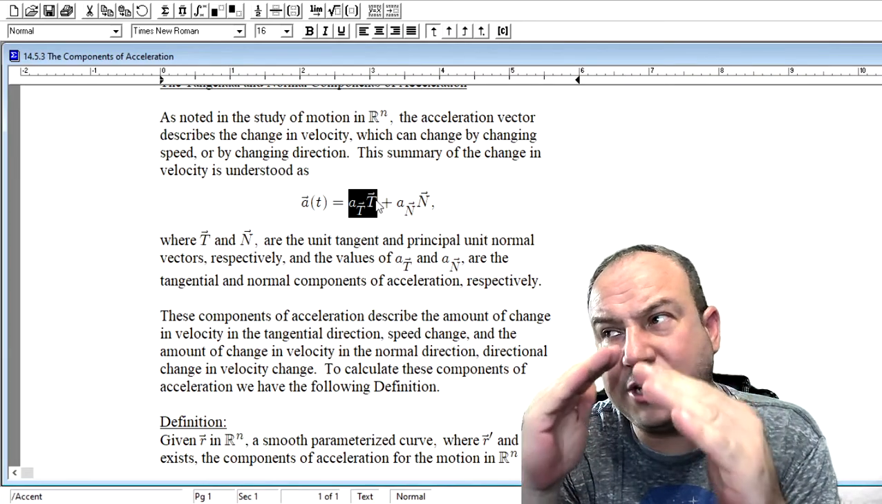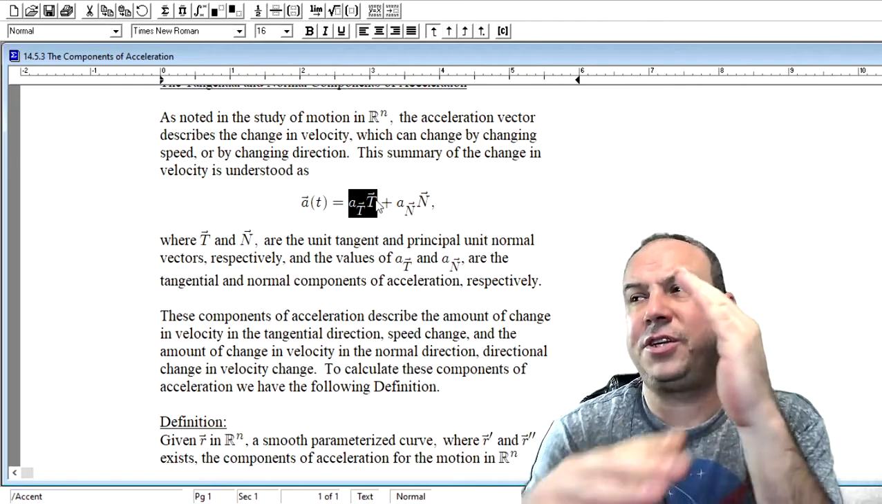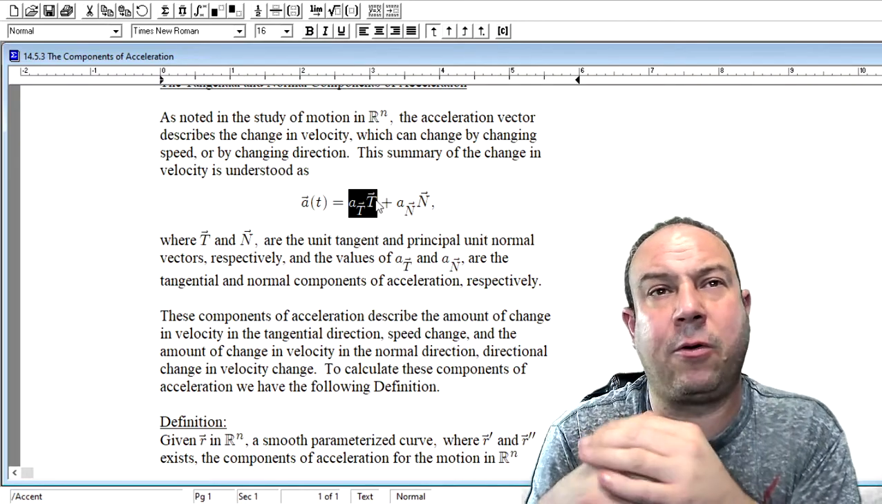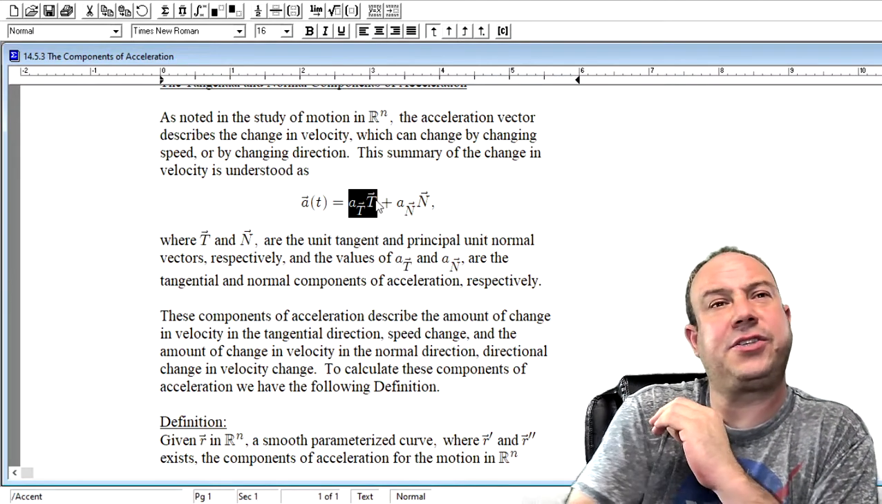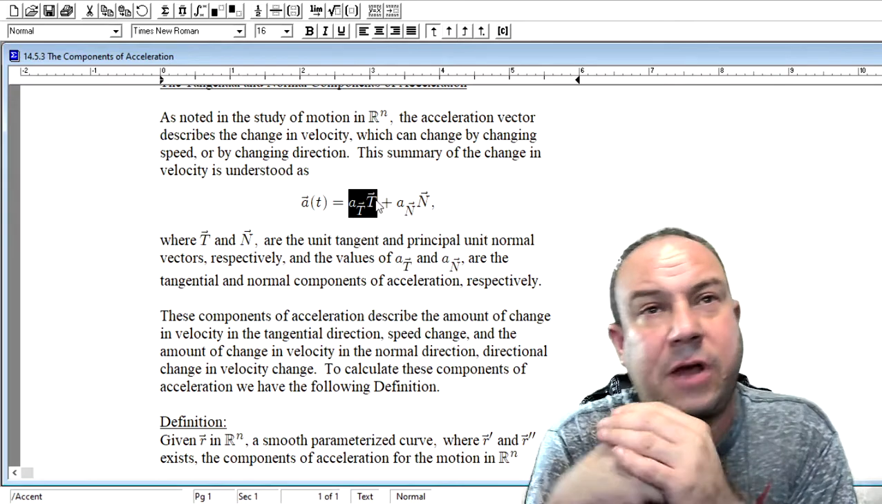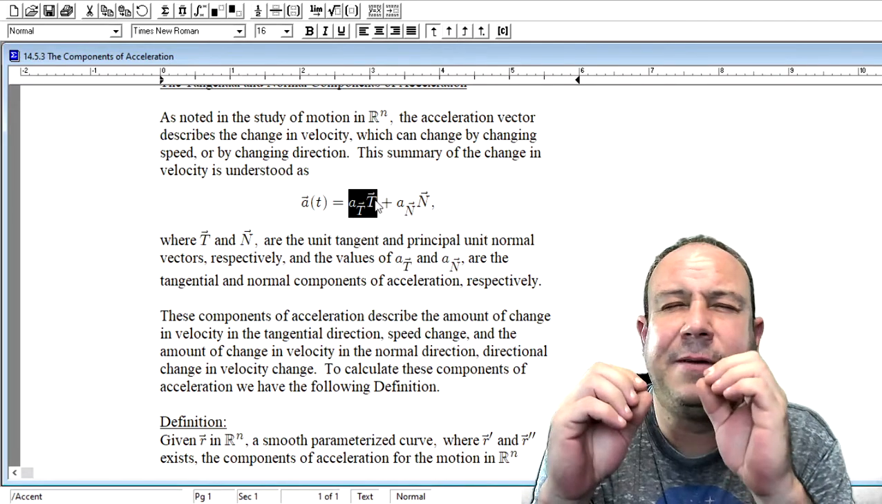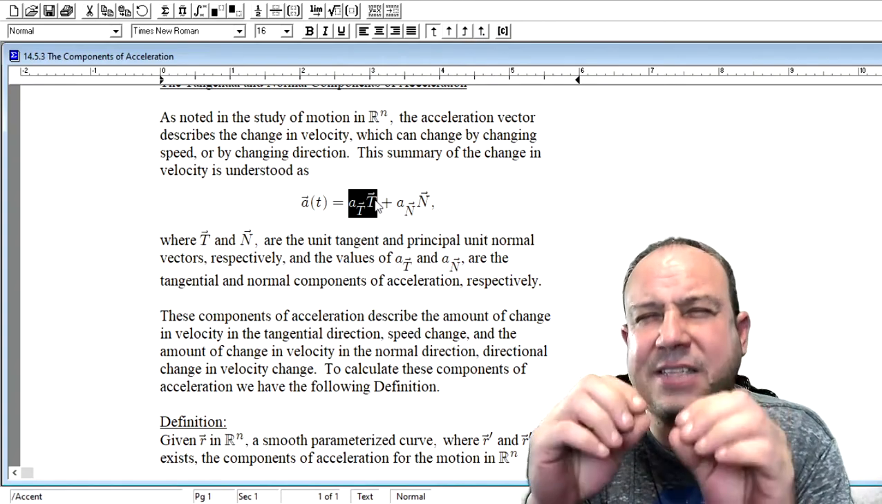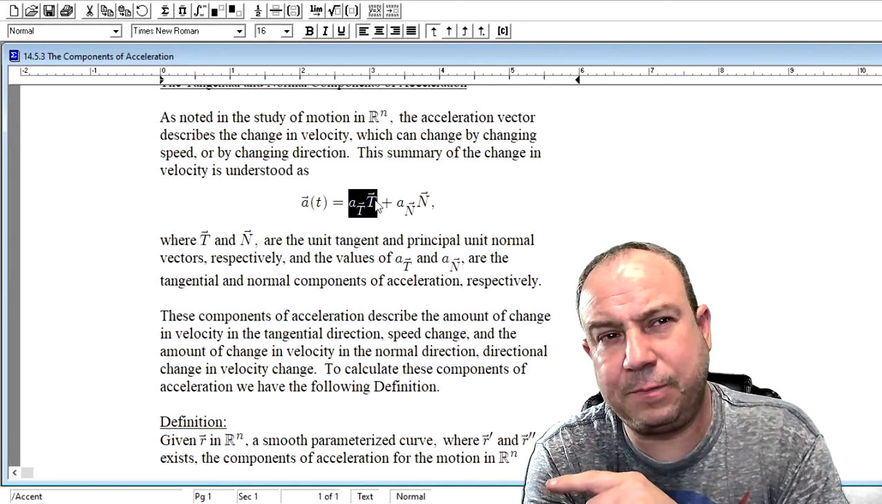And that acceleration is going to summarize how much is happening in that tangential direction and how much is happening in that orthogonal direction. The change in the tangential direction is change in speed. The change in the orthogonal direction is change in direction, right? It is a description of the velocity's change in terms of its change in direction.